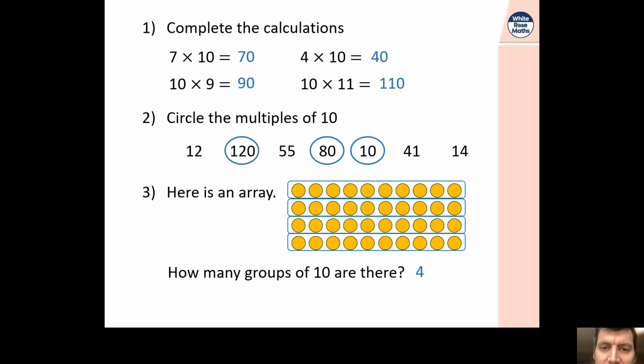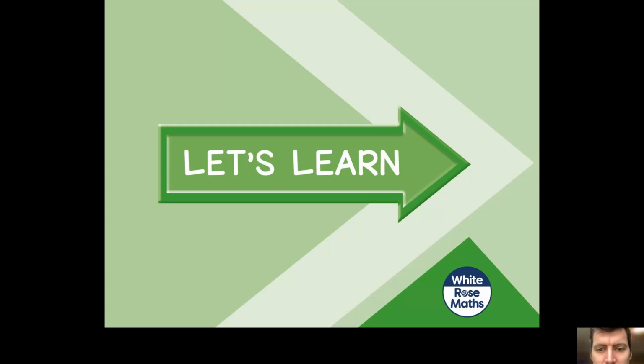Looking at these arrays, we're going to see how many groups of 10 there are. So we can loop round the groups of 10 as a way of doing that, and we can see there are 4 groups of 10. Well done, guys. If you've done those beginners, we'll now go on to some more developmental work where we're building our skills.